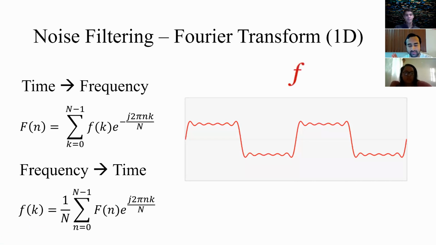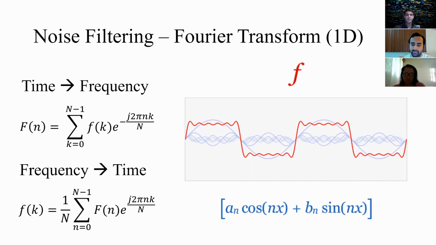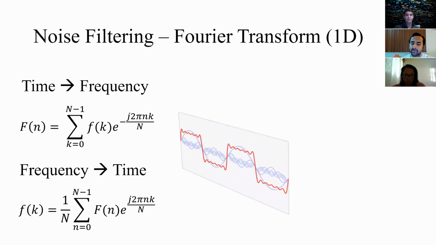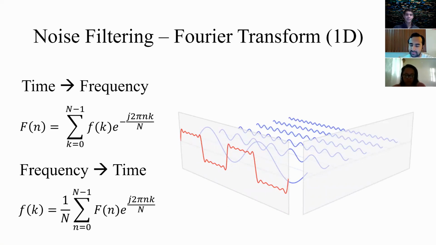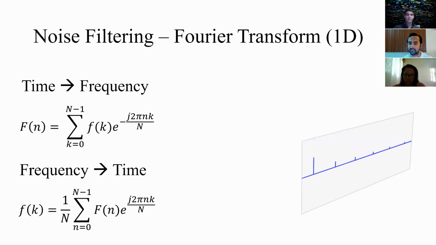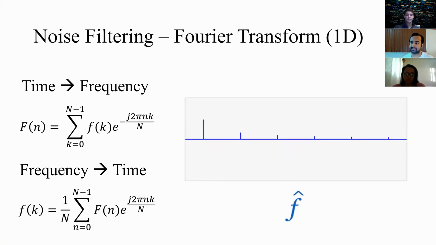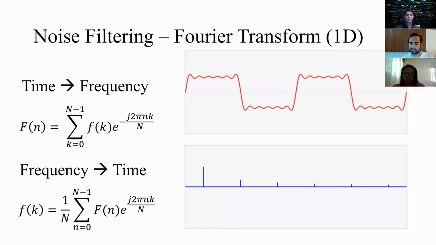So, first things first, let's talk about the concept of noise filtering. In order to remove noise from an image, the first thing that you'll probably run into is something called the Fourier Transform. And the Fourier transform, at least in a 1D sense, which is how you'll usually see it, refers to turning something that's time related, so a time signal, into what's called its frequency components.